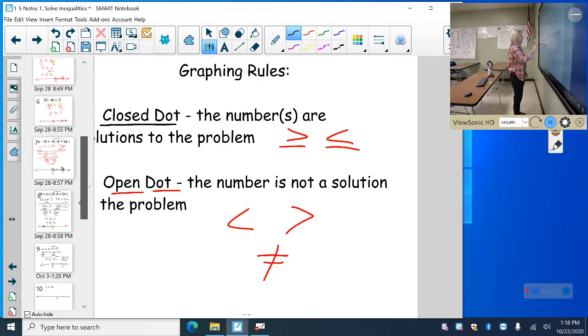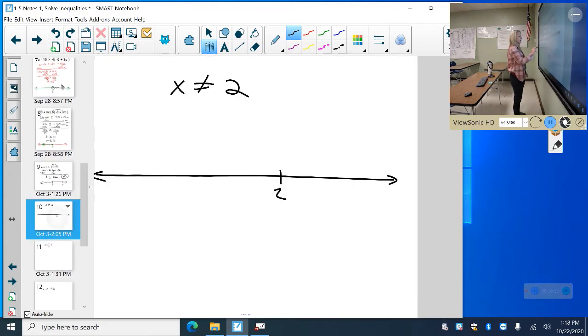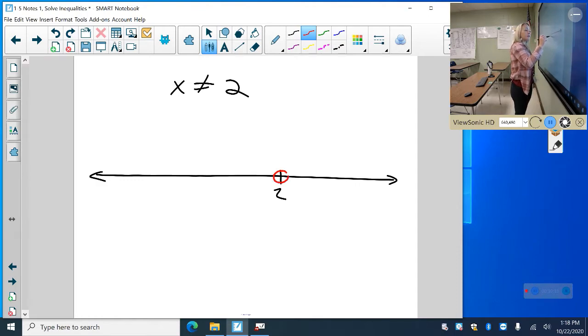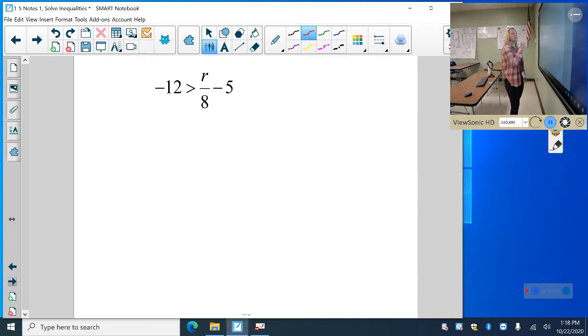So let's go back and look at my problem. Not equal to 2, that means I have to have an open dot, but everything over here and everything over here are not equal to 2. And that's what your graph looks like. It's everything to the right, everything to the left, except for 2. That's why we have an open dot on 2. All right, let's solve another one.